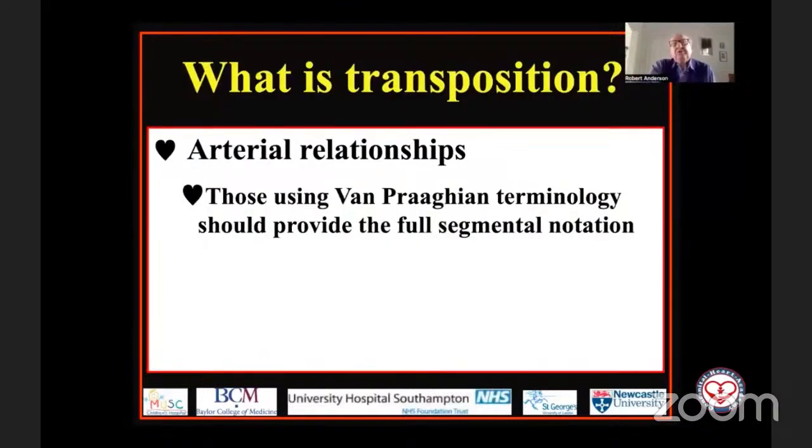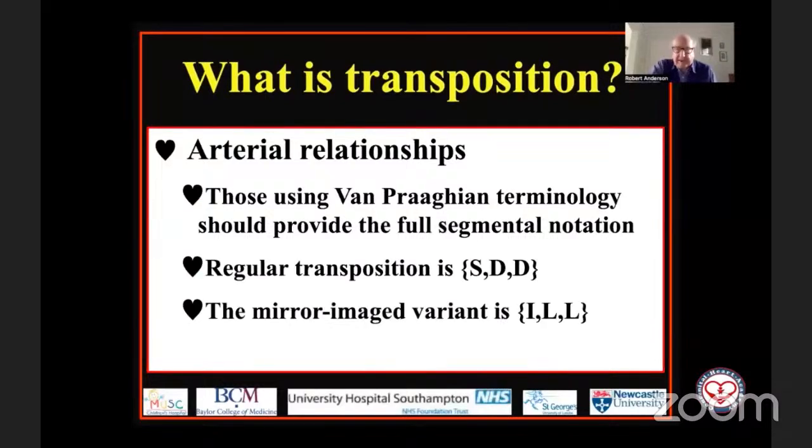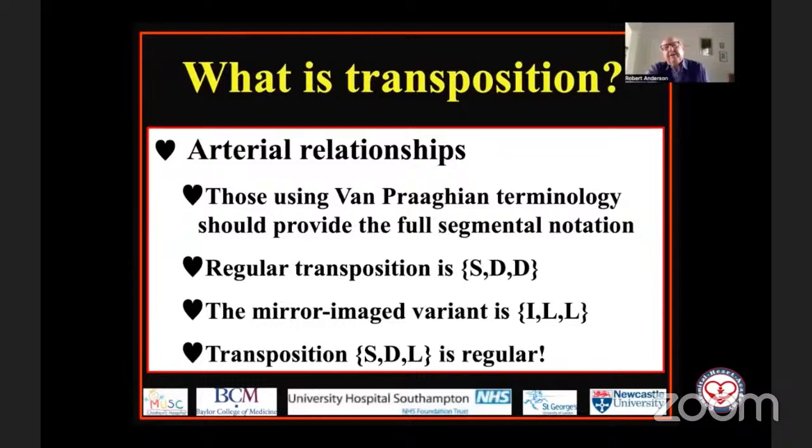So those of you who do still use Van Praaghian terminology, and I know there are many of you, must, when you are describing transposition, give the full segmental notation. So regular transposition is SDD. The mirror image variant, which Diane showed you, is IDL. It is L transposition, but it is not congenitally corrected. And then the example I just showed you, along with the heart previously shown to you by Diane, transposition SDL, is again regular transposition. It is not congenitally corrected.